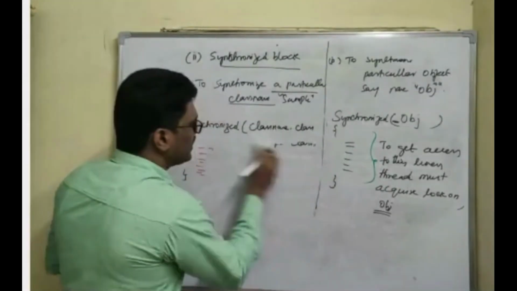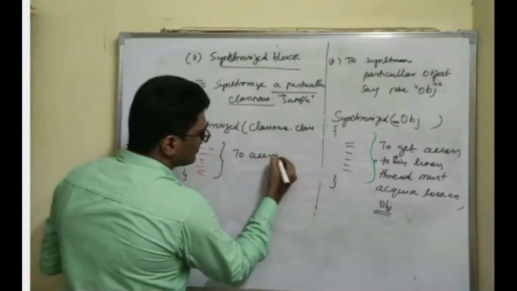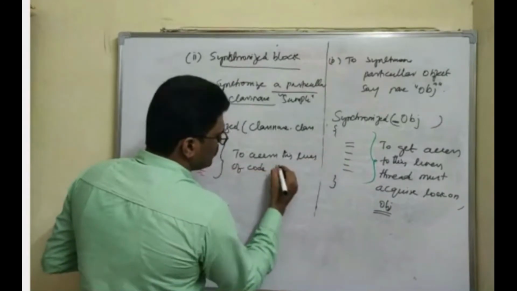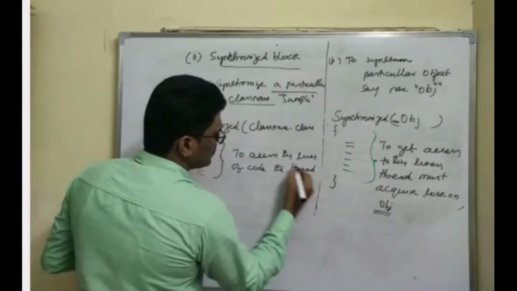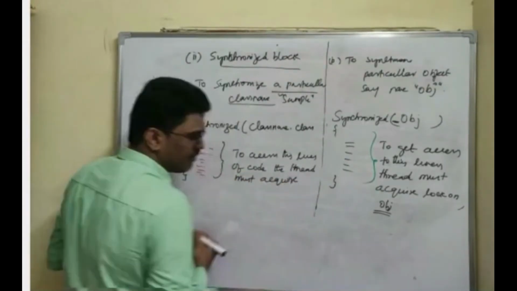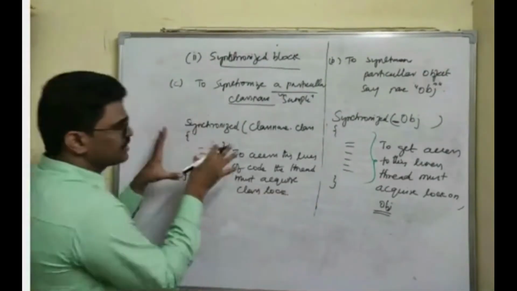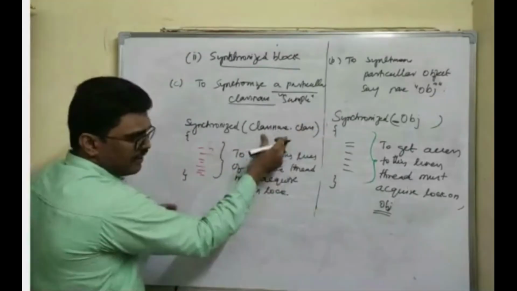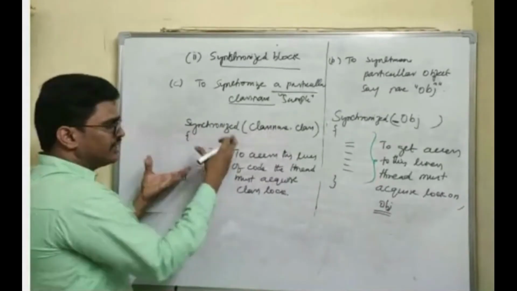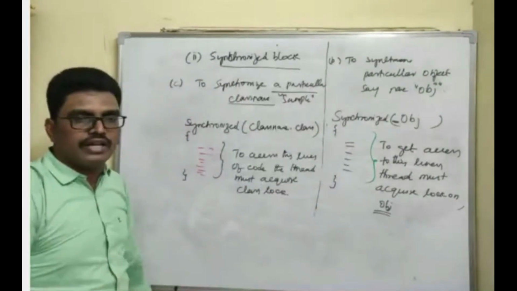So now, to access these lines of code, the thread must acquire what lock? The class lock. It should lock the class that you have specified here. Once it locks the class, only then can it enter into this particular block of code and execute it. So these are the three usages of a synchronized block.